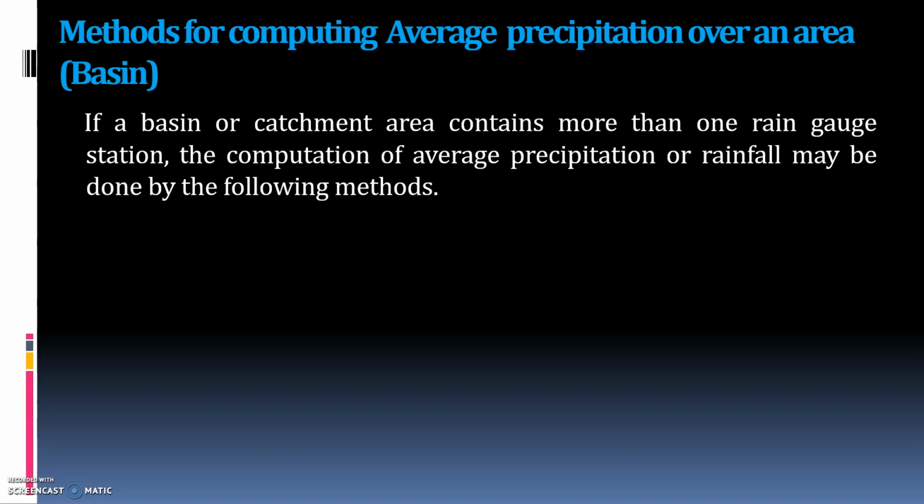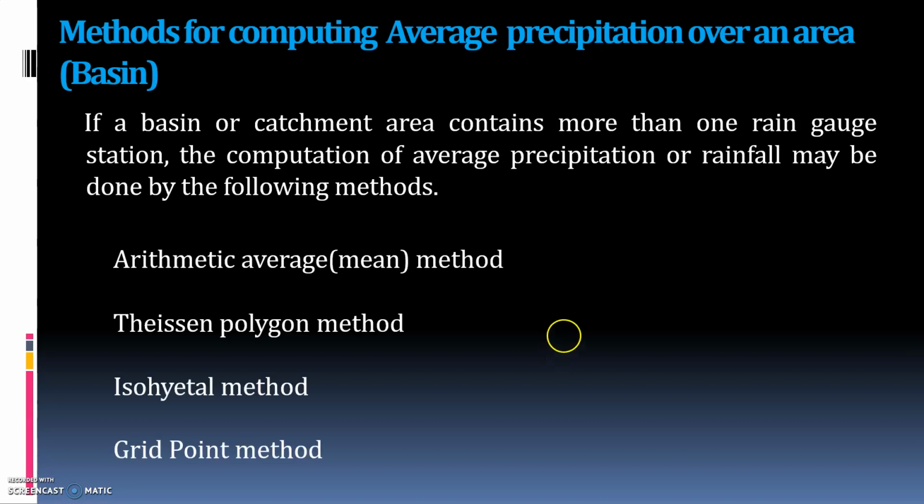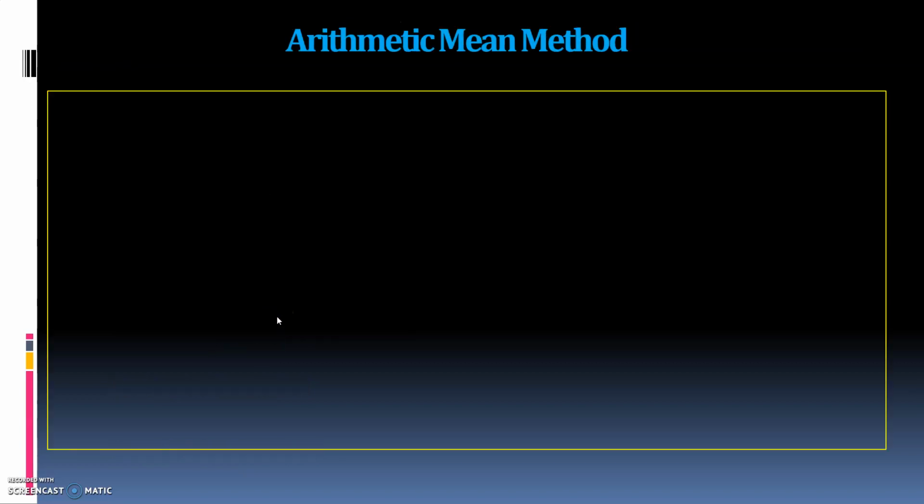If a basin or catchment area contains more than one rain gauge station, the computation of average precipitation or rainfall may be done by the following methods: the arithmetic average method or arithmetic mean method, the Polygon method, the isohyetal method, and the grid point method. Let us discuss these methods one by one. So the first one is the arithmetic mean method.